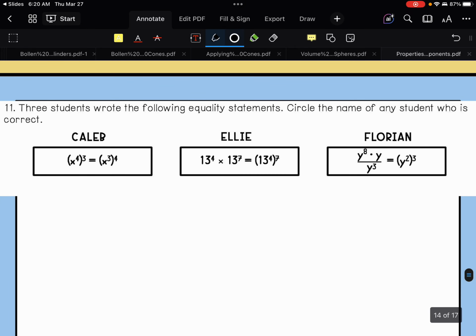Alright, 3 students wrote the following equality statements. Circle the name of any student who is correct. So we can see x to the 4th, all to the third power would be x to the 12. X to the third, all to the 4th power would equal x to the 12. So this would be a true statement.